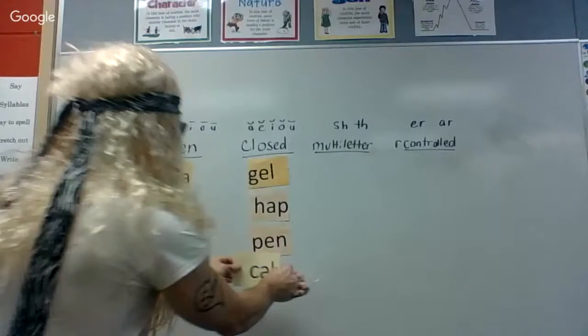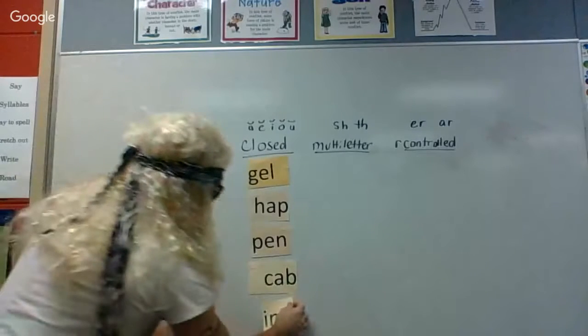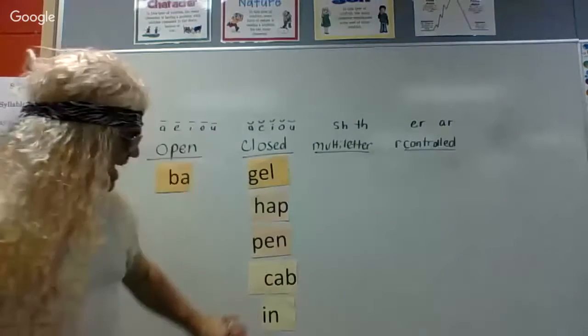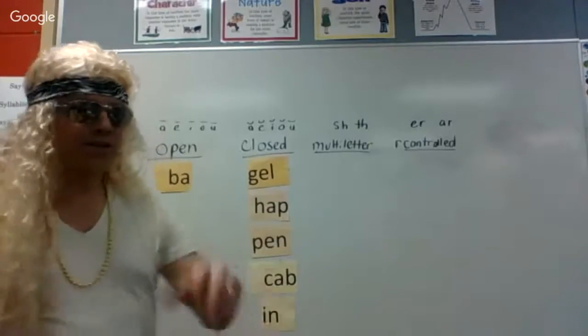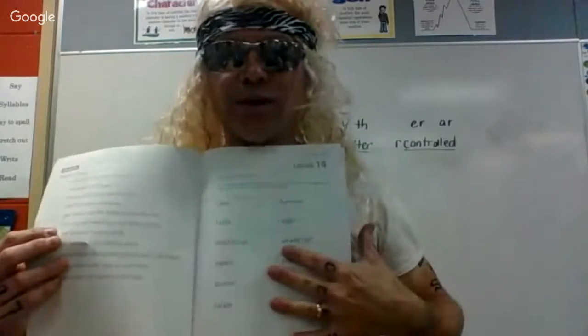And guess what? Both of these are also closed syllables because the A and the I are not saying their name. They're saying their short sound. Cab and in. So here's what you're going to do on this page, Lesson 14. You're going to take all these words. You've got a lot to do.